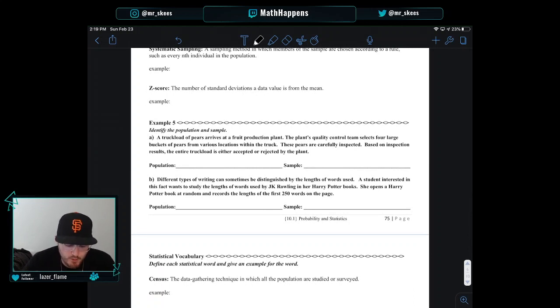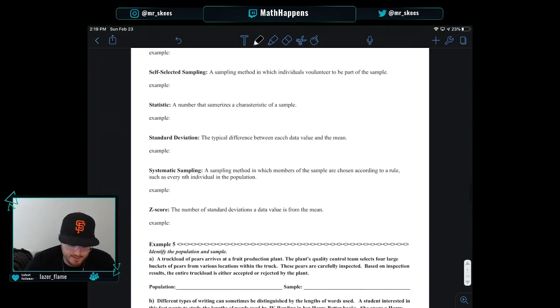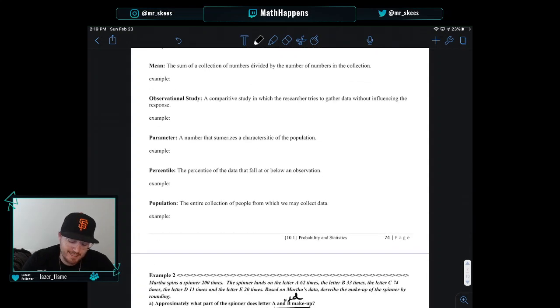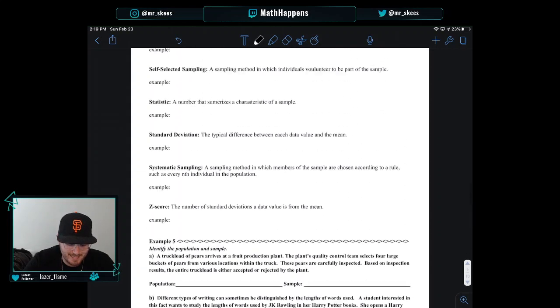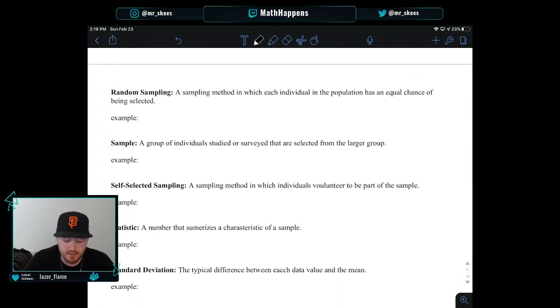So this says to identify the population and sample in example 5. So let's address those two things. What's a population and what's a sample? The population is the entire collection of people from which we may collect data, while a sample is a group of individuals studied or surveyed that are selected from the larger group. So the population is what we're addressing, but you can't possibly, right? You can't possibly interview every single person from a population. So you select a few, which is your sample.